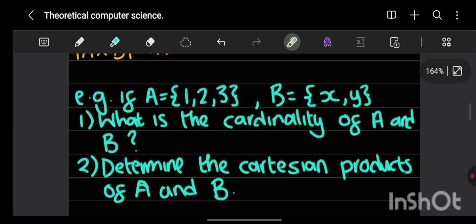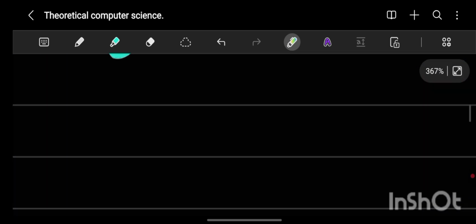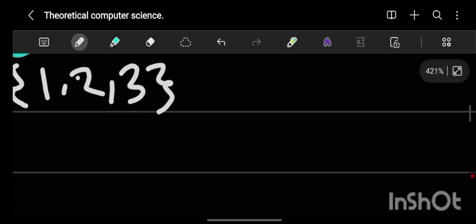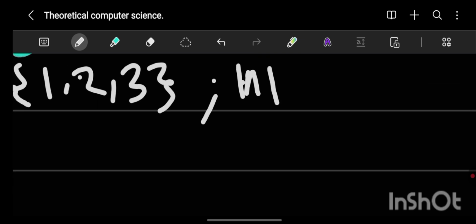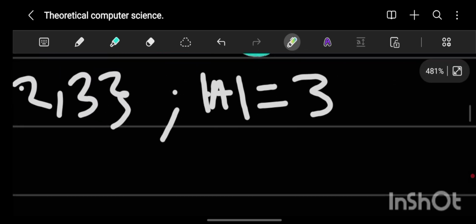For example, if A is this and B is that, they ask what is the cardinality of A and B. Let's calculate it here. Let's first work out the cardinality. If A is the set {1, 2, 3}, the cardinality of A is equal to 3, because we have 1, 2, 3 inside. So that's the cardinality.